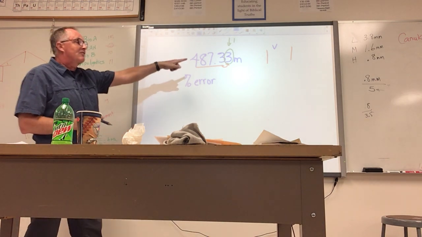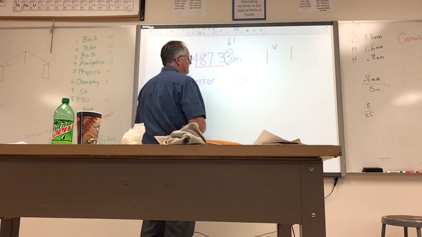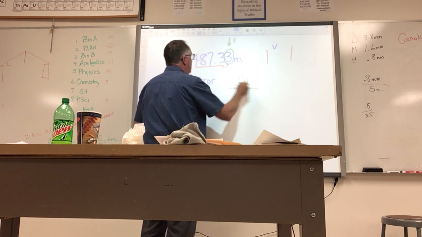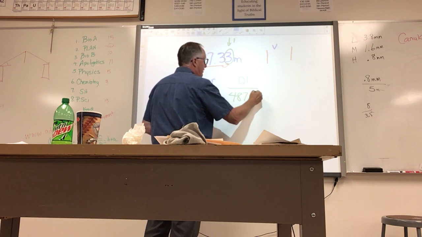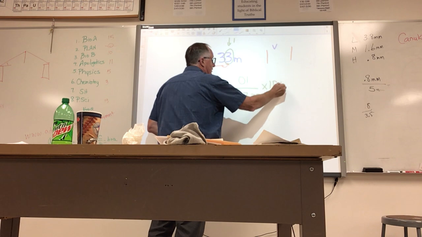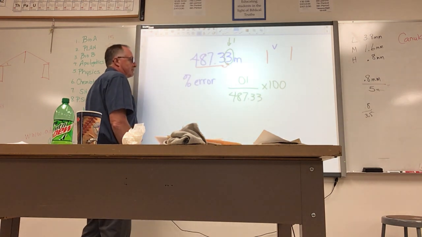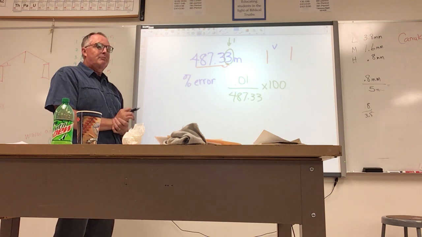So in this case, it's 100, so we would take 0.01 divided by the whole measurement, 487.33, and then it is a percent, so we'll take it times 100. Fire up those calculators.